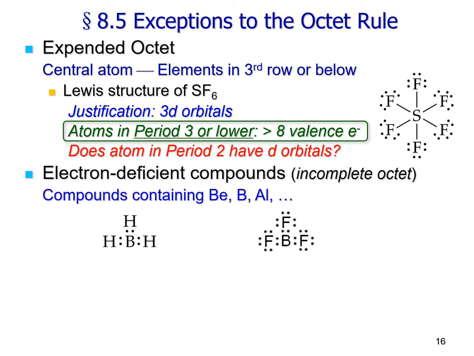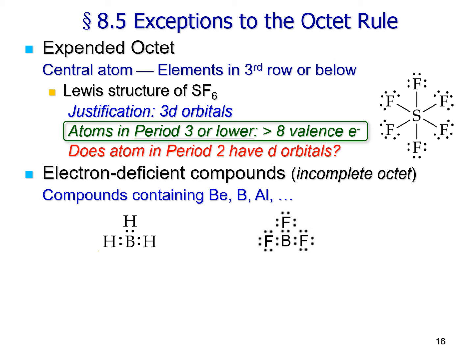Boron trifluoride is the one example in this exception to the octet rule that we listed as an electron deficient compound, or we call these compounds incomplete octet. For this particular group of compounds, we should be able to see central atoms like beryllium, even worse, right? It's group 2. Boron, aluminum. The elements show up in group 2 and group 3.